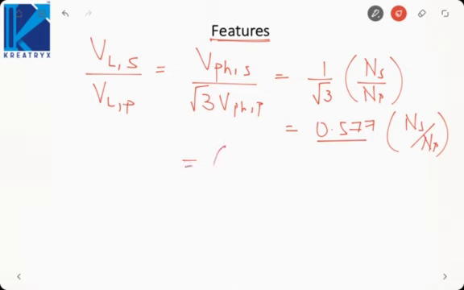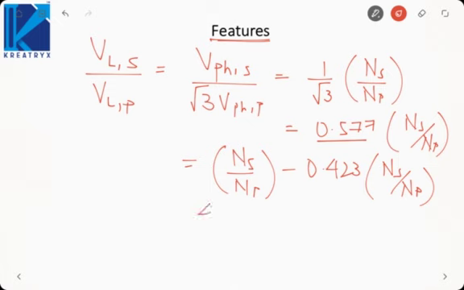That is, I can write it like this: NS by NP minus 0.423 NS by NP. That is, it is 42.3% less as compared to star star or delta delta transformer. That is, in a star delta transformer, the secondary voltage is lesser as compared to star star or delta delta type of transformer. Since secondary voltage is less, it can be used as a step down type of transformer.